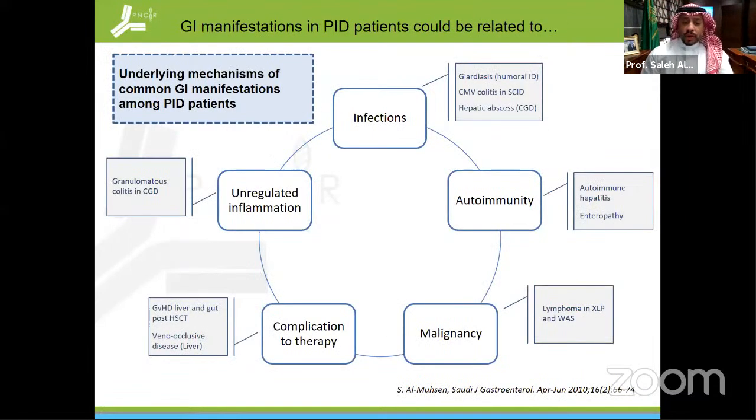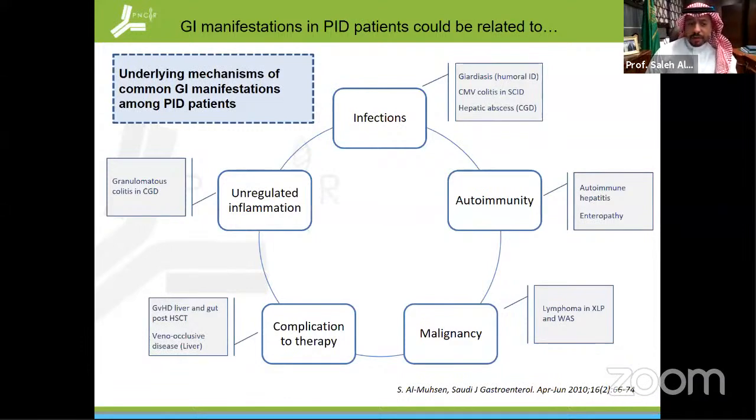So looking at patients with primary immune deficiency in general, how can their GI manifestations present? They can arise from many different mechanisms that have been summarized in this infographic into 5 types of modality or mechanism. The first and the most common is infection. Examples, which again were covered by Professor Abdullah, are giardiasis in patients with immune deficiency, CMV colitis and hepatitis in patients with severe combined immune deficiency, and also hepatic abscesses in patients with chronic granulomatous disease. The other manifestation patients present with is autoimmunity, and examples of this type of manifestation are autoimmune hepatitis and enteropathy in a certain group of patients, mainly humoral immune deficiency.